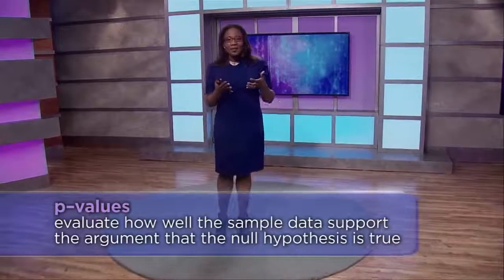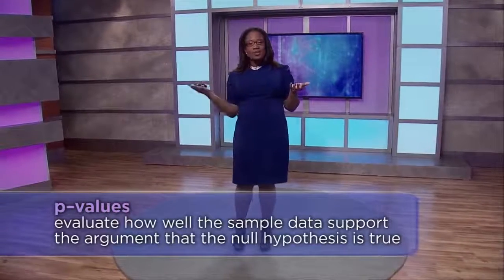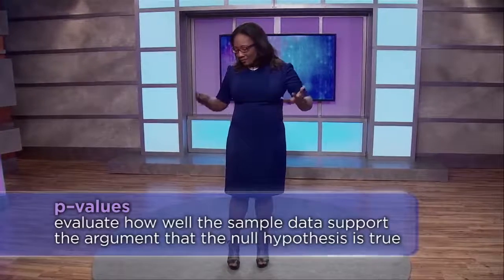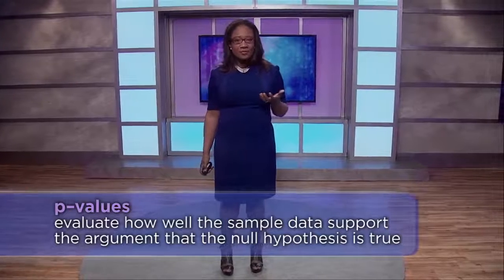Now, another way that we could test our hypothesis is by looking at p-values. When we perform a hypothesis test, a p-value can help us determine the significance of our results. So here's what the p-value does. It evaluates how well our sample data supports the arguments in the null hypothesis. How well does our sample data support that the null hypothesis is really true? In a way, it measures the compatibility of our data with the null hypothesis, right? How do these two things really get along?